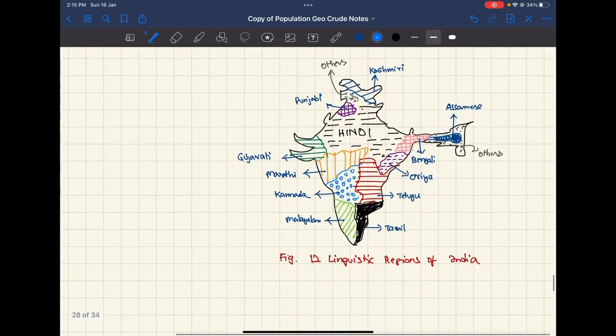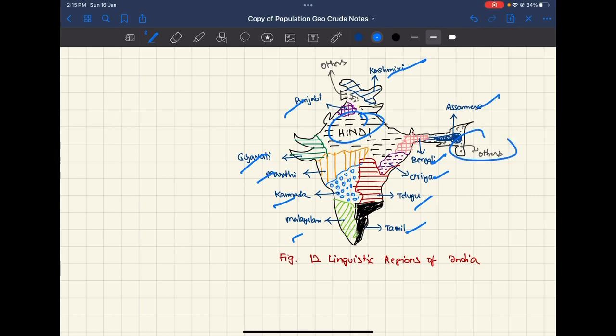So these are the 12 linguistic regions of India. We can go for Telugu, Tamil, Malayalam, Kannada, Gujarati, Marathi, Punjabi, Kashmiri. This is the Hindi region. We have Bengali, Oriya, Assamese, and one more. These are other languages. So these are the 12 linguistic regions.